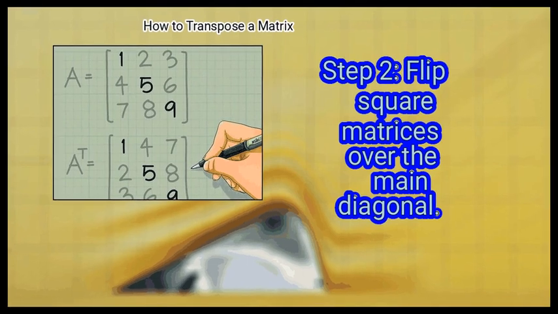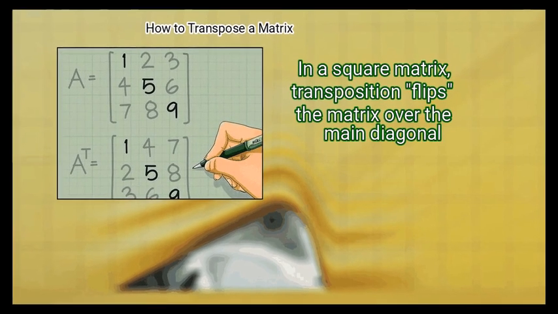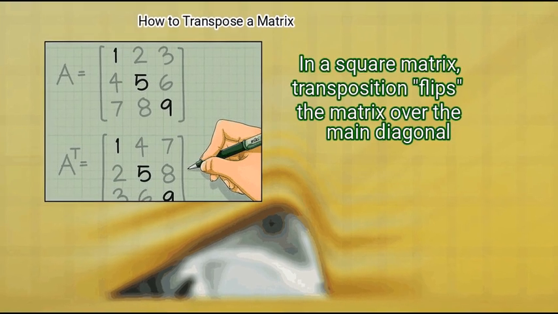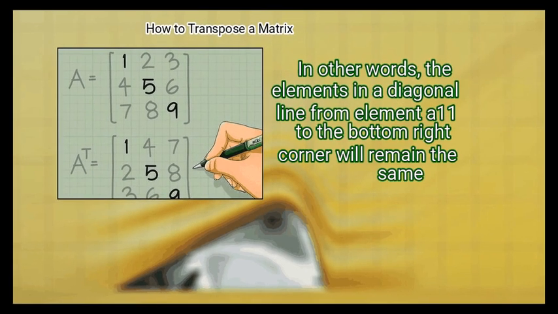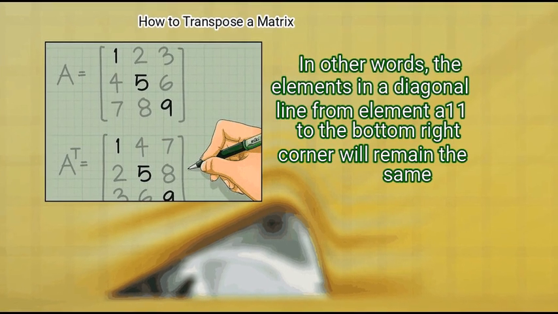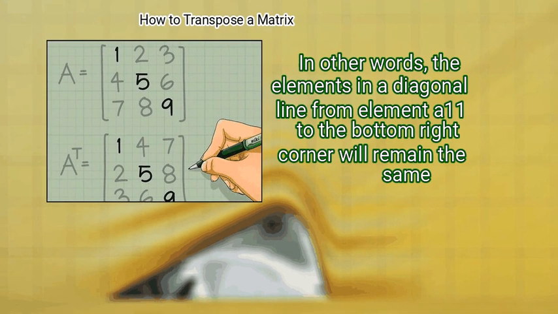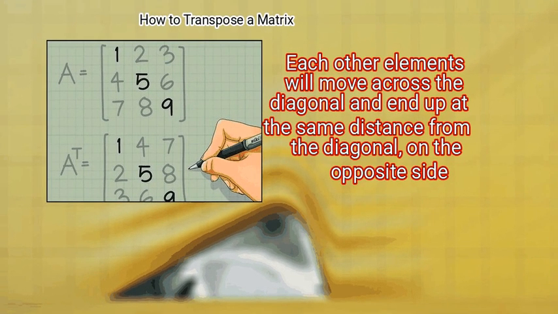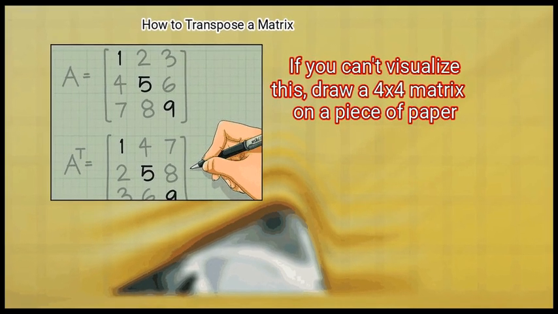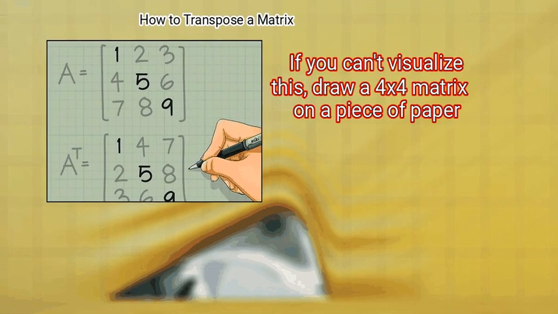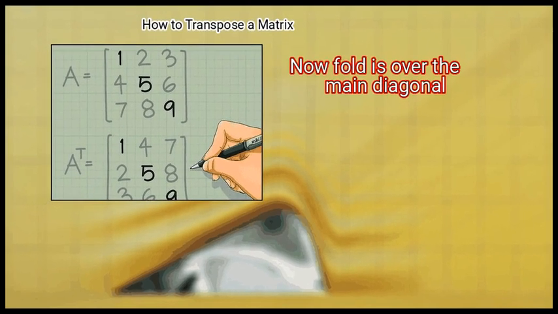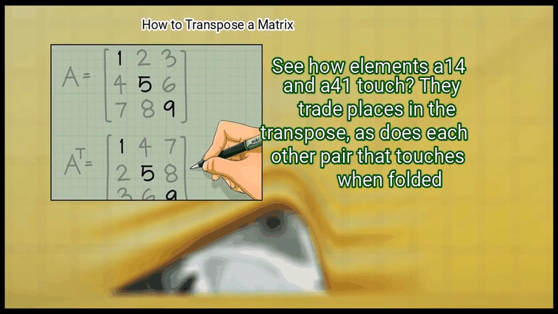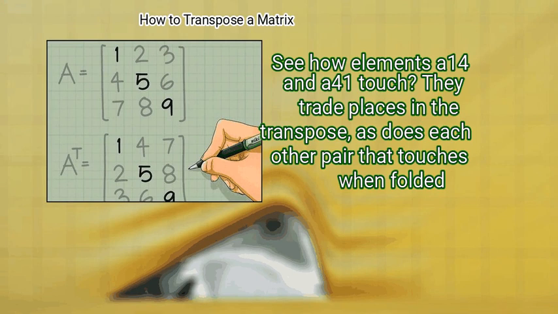Step 2. Flip square matrices over the main diagonal. In a square matrix, transposition flips the matrix over the main diagonal. In other words, the elements in a diagonal line from element A11 to the bottom right corner will remain the same. Each other element will move across the diagonal and end up at the same distance from the diagonal on the opposite side. If you can't visualize this, draw a 4x4 matrix on a piece of paper. Now fold it over the main diagonal. See how elements A14 and A41 touch? They trade places in the transpose, as does each other pair that touches when folded.